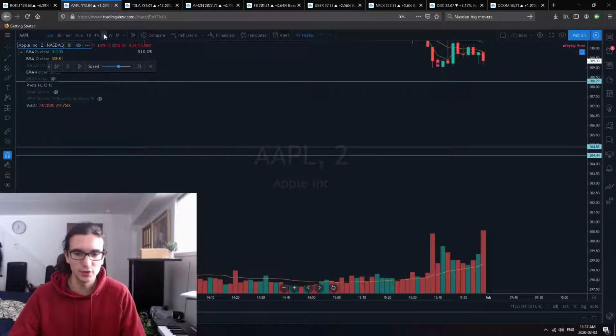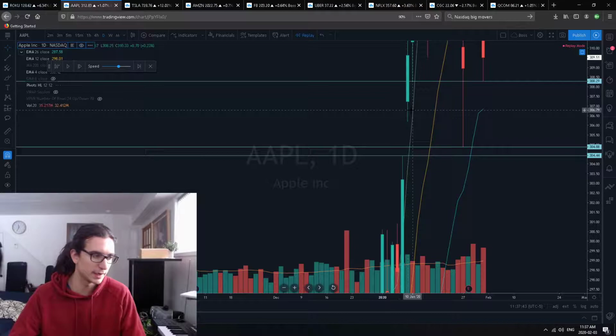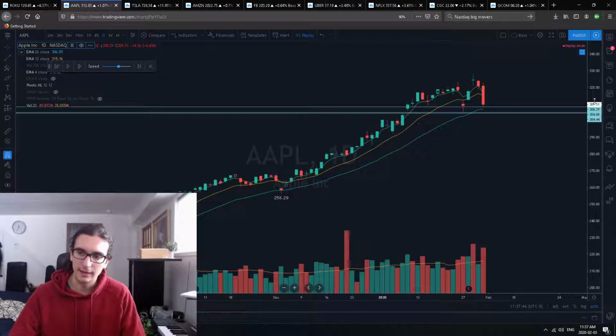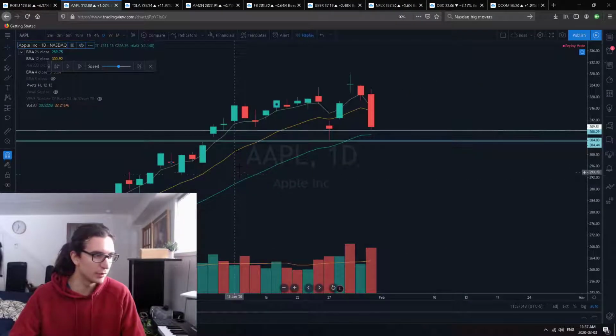Let's do a couple of trade reviews here. I paper traded today in this paper trading account on tradingview.com. And let's look at what we were looking at. First trade was on Apple.